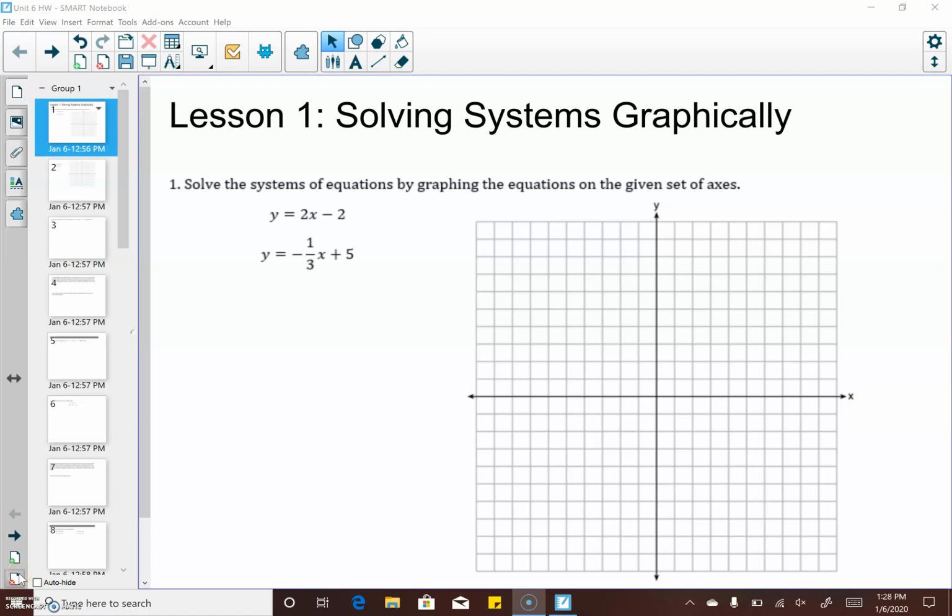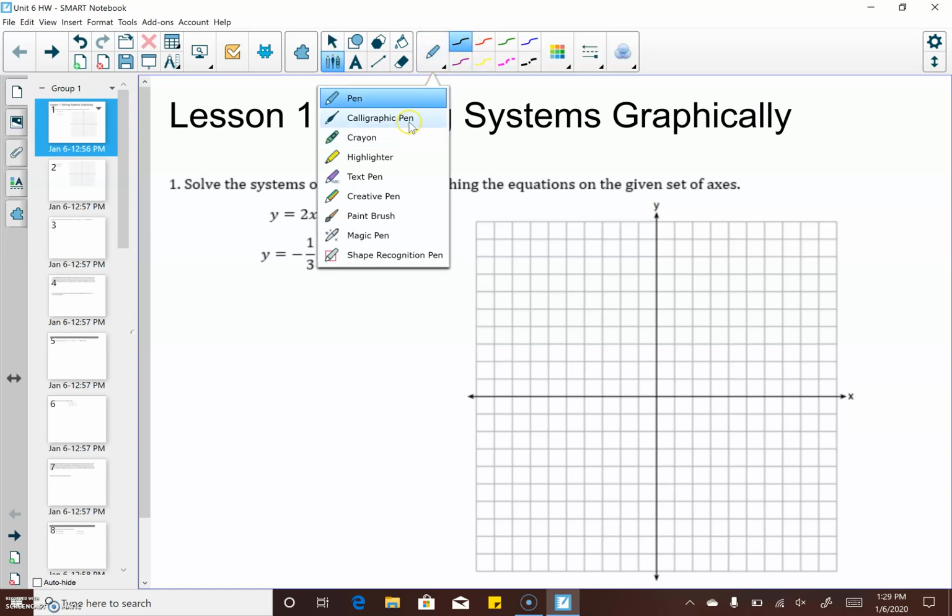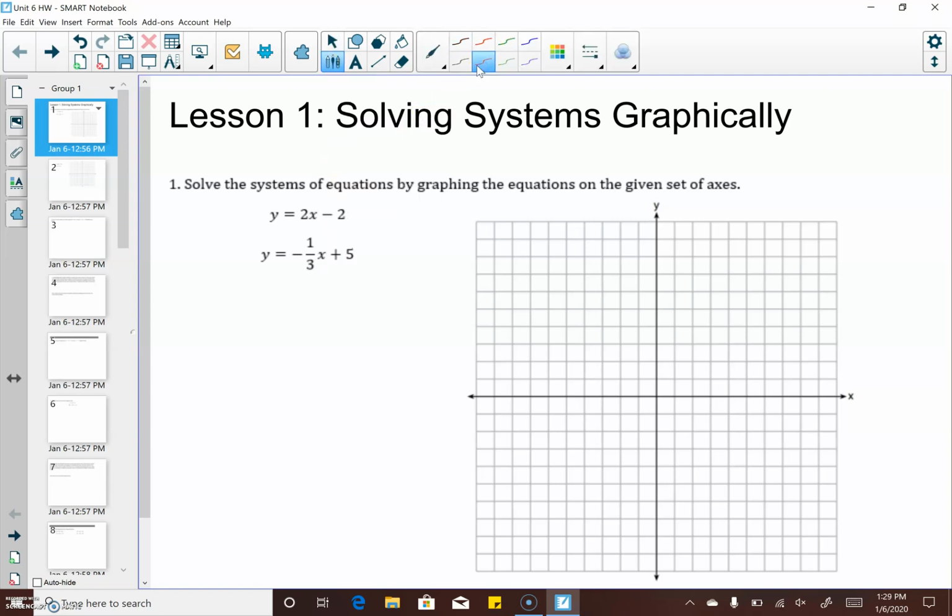For lesson 1's homework, we're going to go over more how to solve systems of equations graphically. So if we look at the first one, it says, solve the system of equations by graphing the equations on the given set of axes. So these are nice because they're in y equals form. So y equals 2x minus 2.